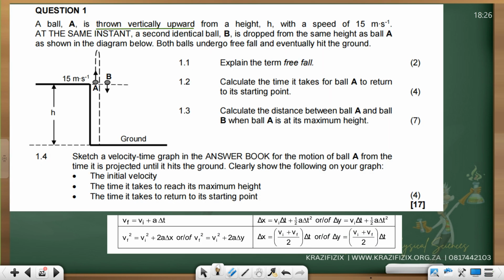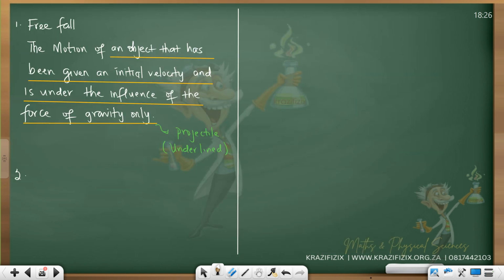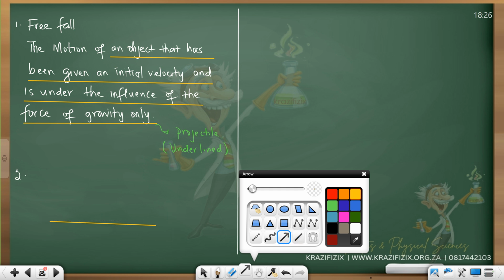Number 2, if you need to copy this, you copy. Calculate the time it takes for ball A to do what? Please, you need to read the question: to return to its starting point. What does that mean? Ball A was thrown from a height, right? So check what we have about ball A. Try to be creative with diagrams.